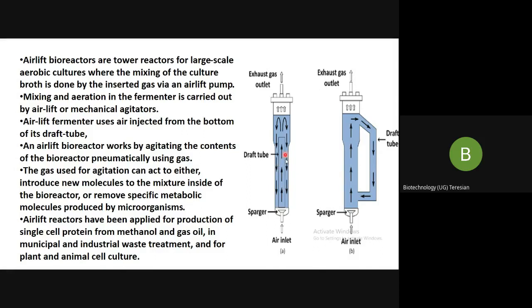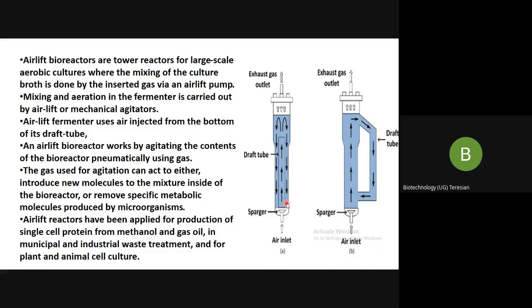All this liquid contains nutrients, your microorganisms, and so on. So what is happening with the air? As the air is pushing, there is a circulation of the liquid. Even your nutrients, everything goes up in the same direction, and then comes down. That is the internal loop airlift bioreactor.